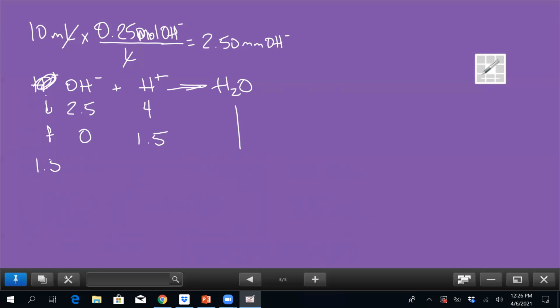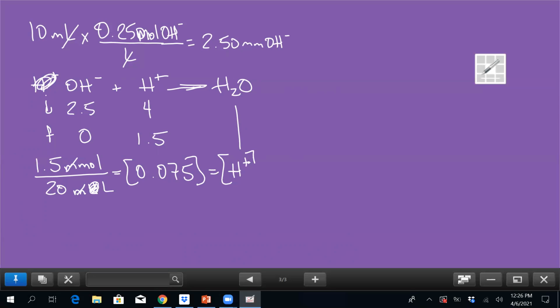So then I take 1.5 millimoles and I divide by my new volume that is 20 milliliters. My millis will cancel out. I'll get 0.075. And that equals my hydrogen ion concentration. So if I take the negative log of that, I get 1.12. Y'all agree? I'm not showing taking the negative log, I'm saying it because we do it so much that you should just get used to doing it every time we see a hydrogen ion concentration. Is that okay?